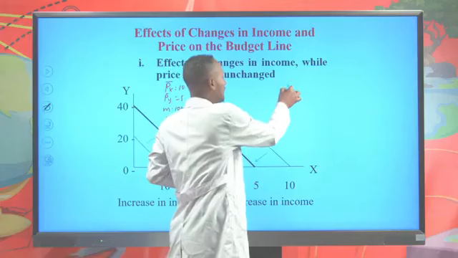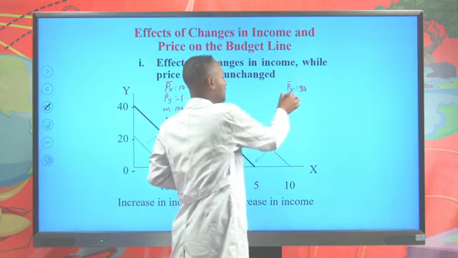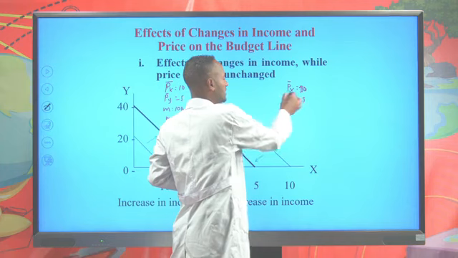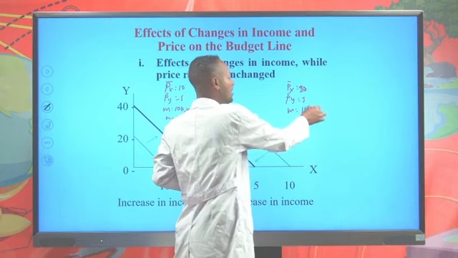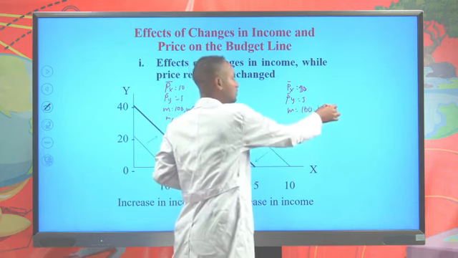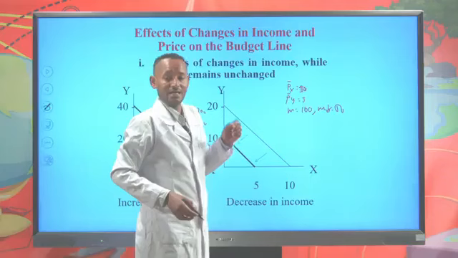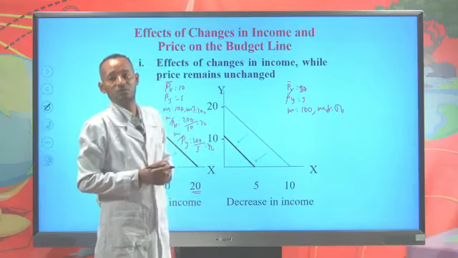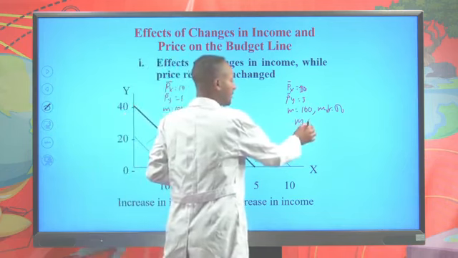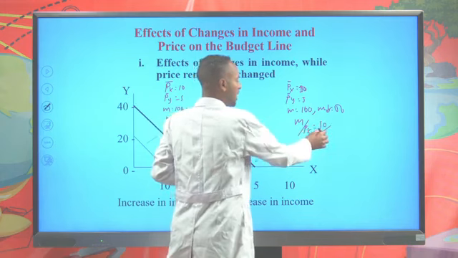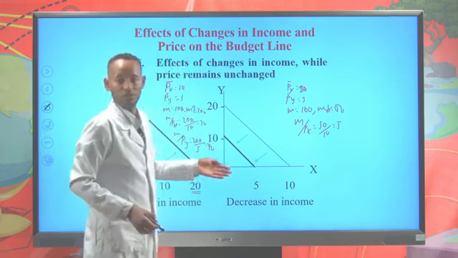For example, the price of commodity X was 10 per unit and it remains unchanged. The price of commodity Y was 5 per unit, it remains unchanged. The only factor that will change is the income of the consumer. It was 100 and now the income is halved and reduced to 50. So with a decline in income, there is a change in the vertical and horizontal intercepts of the budget line. The horizontal intercept of the budget line will be M over price of X, which is 50 divided by 10, which is equal to 5. And this is the horizontal intercept of the new budget line.